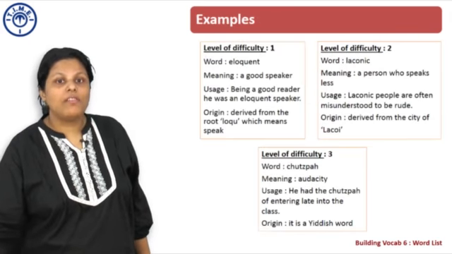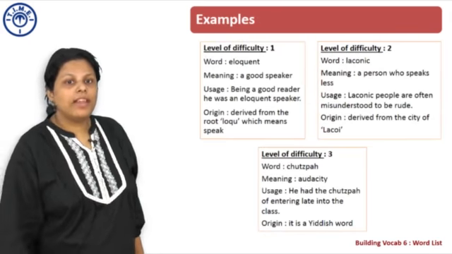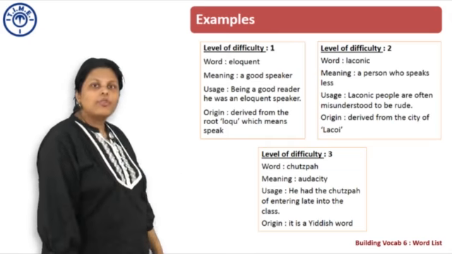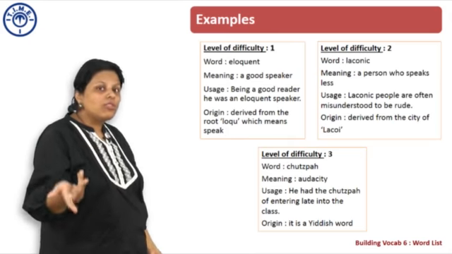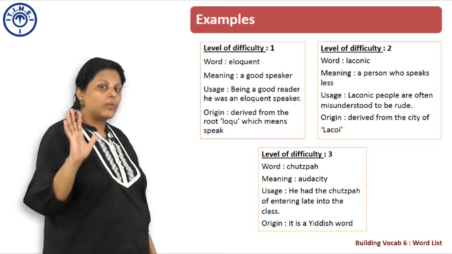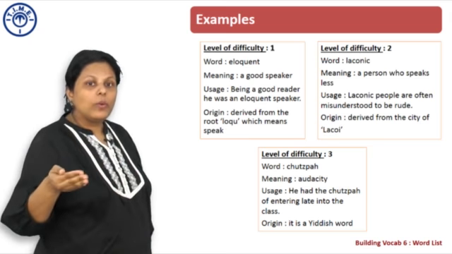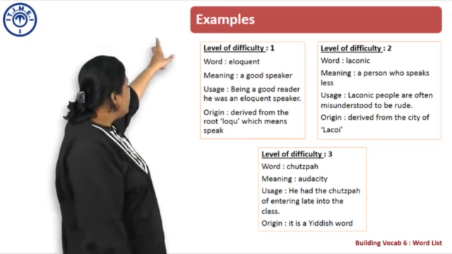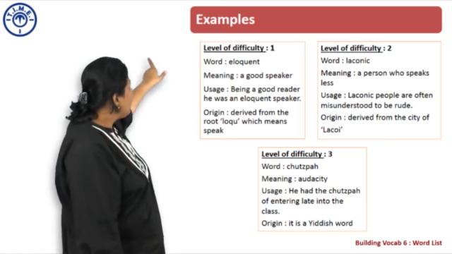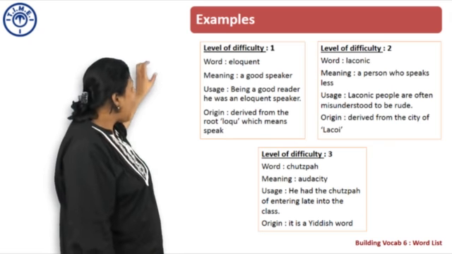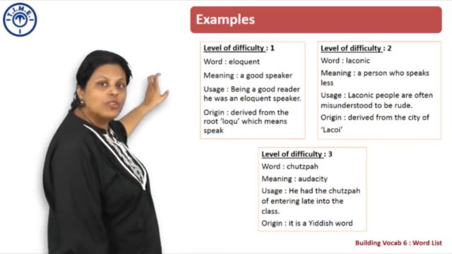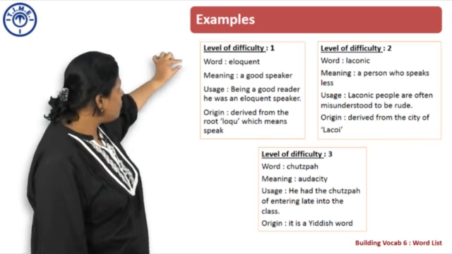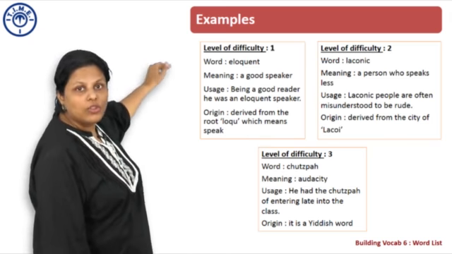What could be an example of a level 1 word? Let's say the word eloquent. I'm sure you probably have heard the word eloquent somewhere, but you might not know the meaning of the word eloquent. That's a level 1 word. So when you are creating a word list, look at the word, you keep the meaning of the word ready, you keep the usage of the word ready, and in case you're interested, since we have been working on the origins of words, you can keep the origin part of the word also ready here.